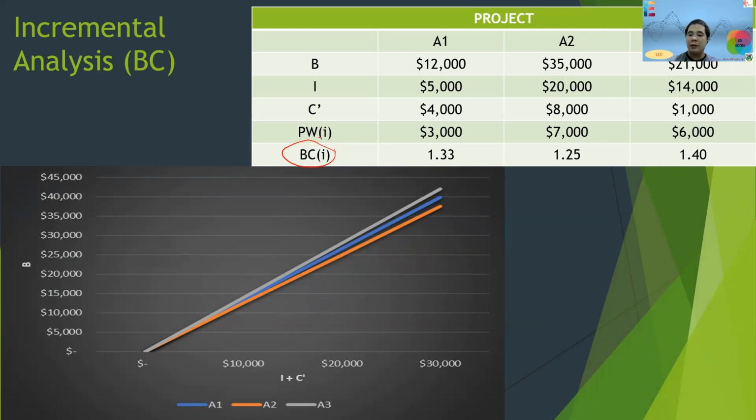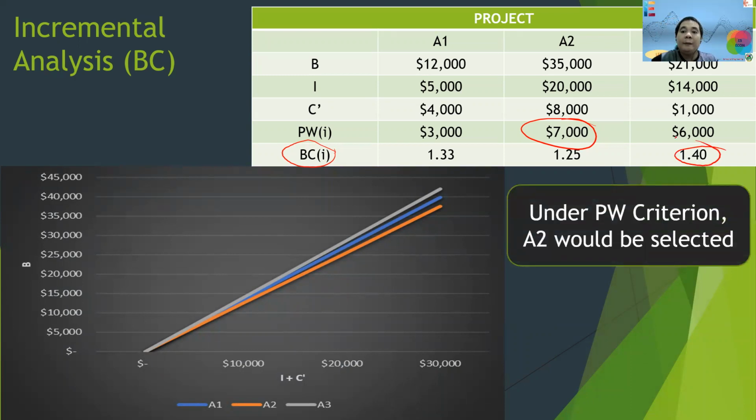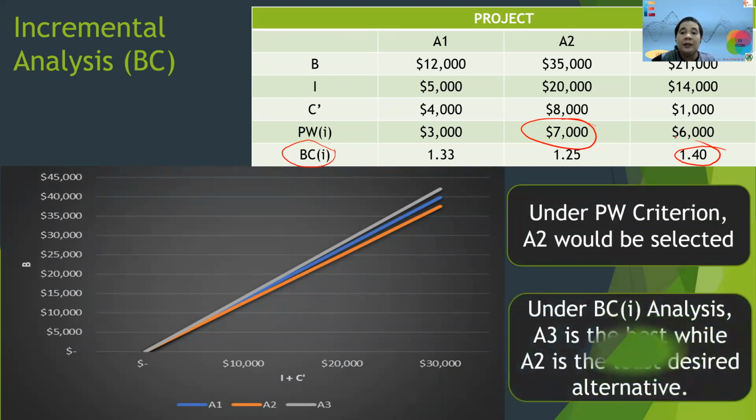So there are many basic decisions and decision making. We can decide on the present worth, on the future worth, and on the BC ratio. If you look at the present worth, the alternative you would decide on is A2 because its present worth is the highest compared to the other alternatives. But if you look at the BC ratio individually, your decision is A3 because it has the highest BC ratio. So under the PW criterion, A2 would be selected, and under the BC analysis, A3 is the best, while A2 is the least desired alternative.